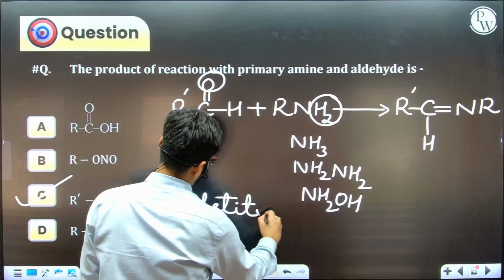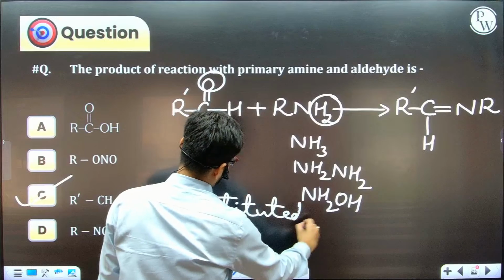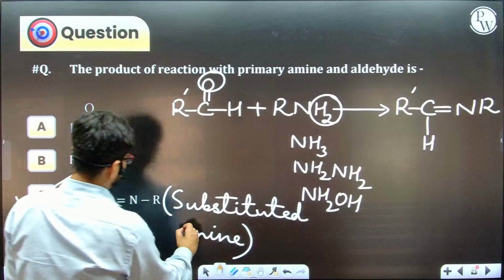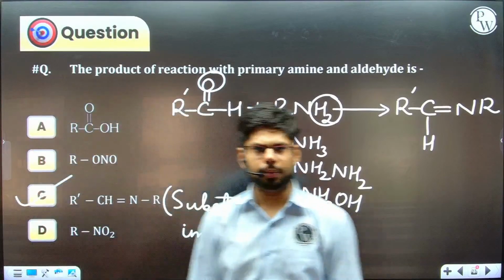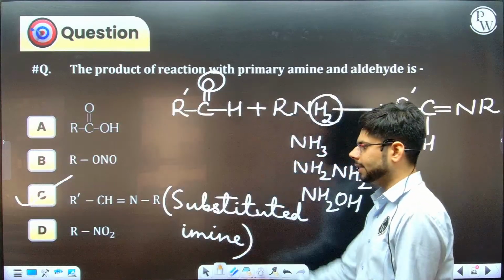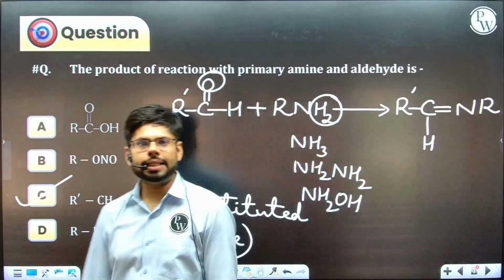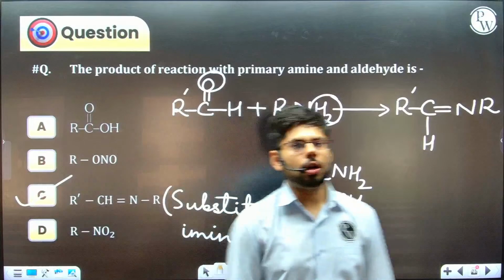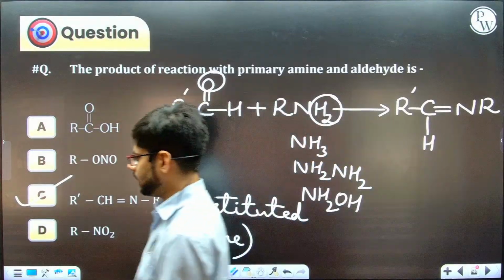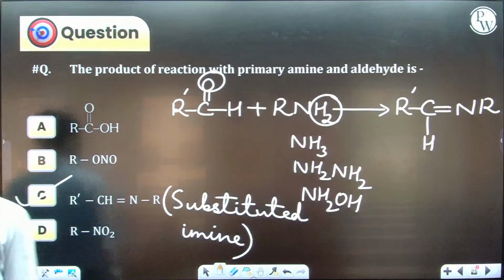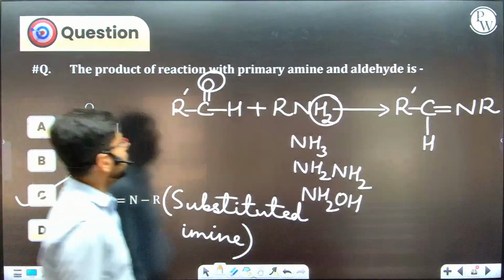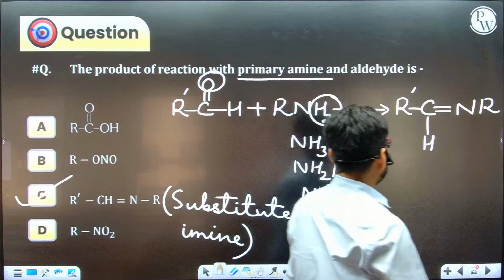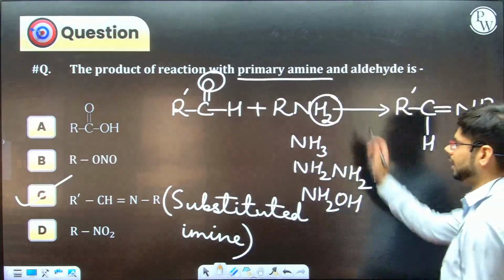Substituted imine. Imine indicates double bond between carbon and nitrogen atoms. Imine. Check the spellings. Don't go wrong. See, amine is different, imine is different. In imine, we have a double bond between carbon and nitrogen atoms. So a 1 degree amine is a primary amine. Any primary amine is of the form RNH2 or R-NH2. Hence I wrote a 1 degree amine. This is an aldehyde.